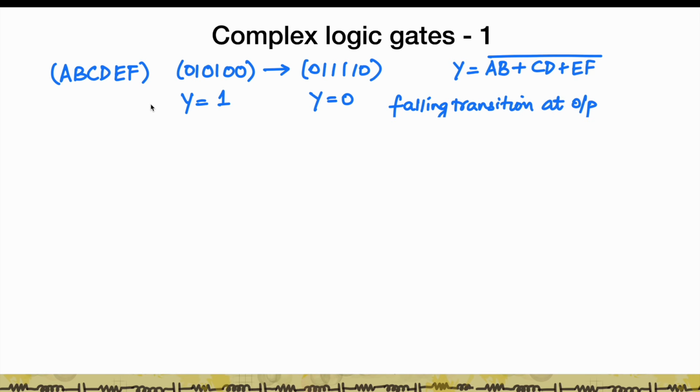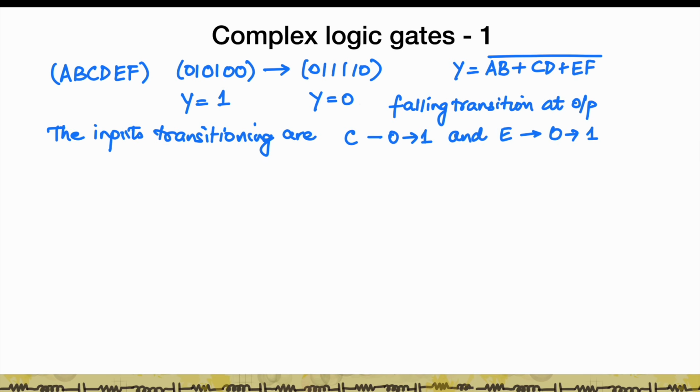Now let's look at the transition. You're asked to find the transition delay when ABCDEF go from 010100 to 011110. Now the function is given by AB plus CD plus EF, the whole under the bar. So when the inputs are 010100, my output is a 1. And when my inputs transition to this set of inputs, my output goes to 0. So I'm asked to find the falling transition delay at the output node.